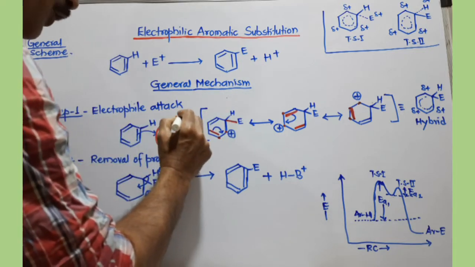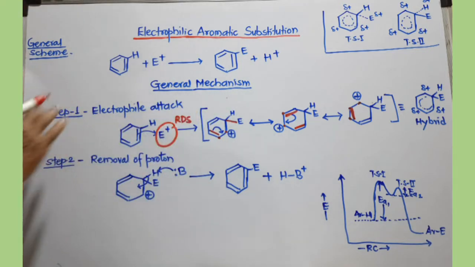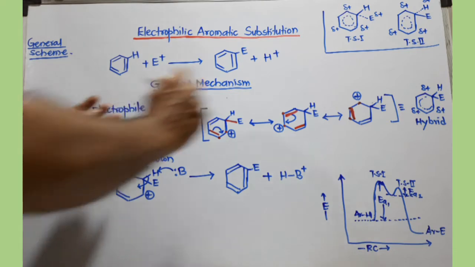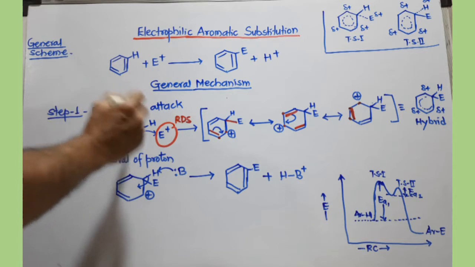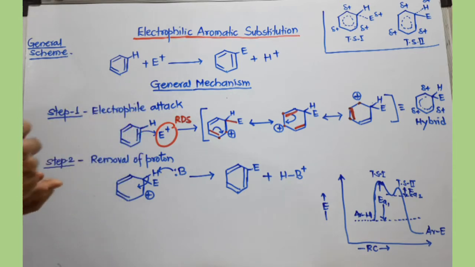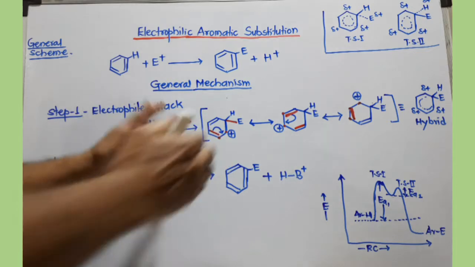So the rate of the overall reaction depends on step 1, because step 1 is a slow step. Why is it a slow step? Because the aromatic center is disturbed. Aromaticity is not there. And now see, this is stabilized.